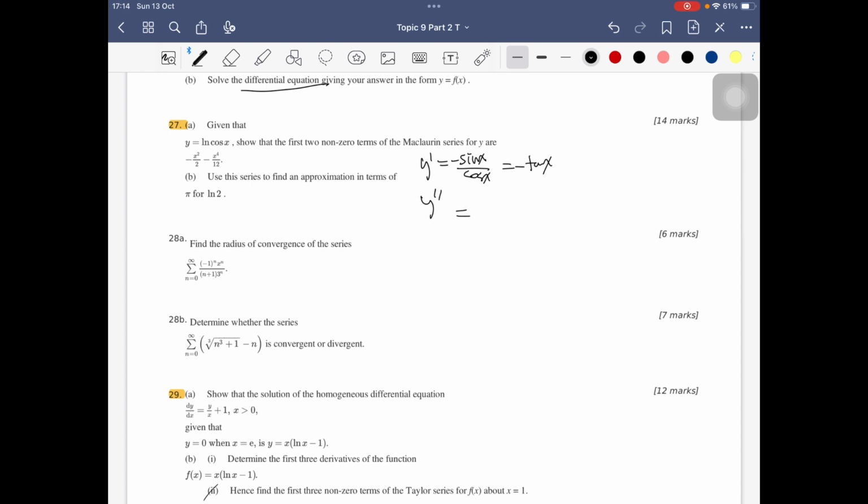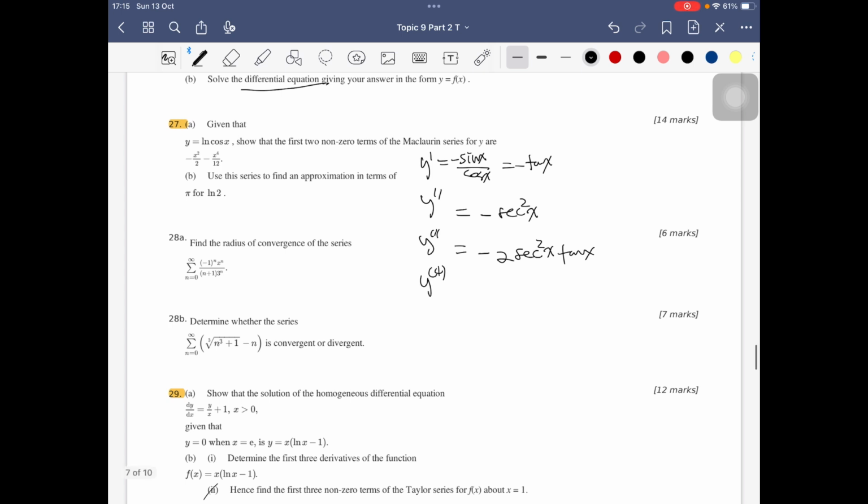Y double prime is negative secant squared of x. Y triple prime is negative 2 secant x and secant x tangent x, so secant squared of x tan x. And the first derivative is negative 2 secant of x and secant x tangent x and tangent x plus secant squared of x and secant squared of x, like this.